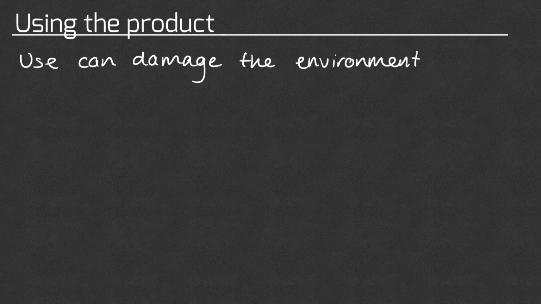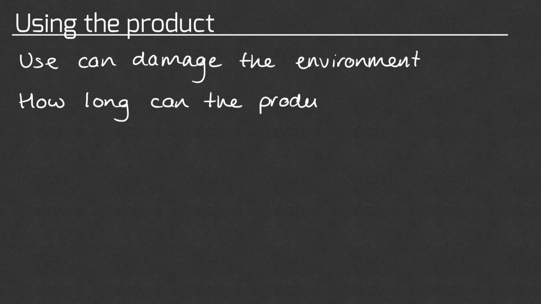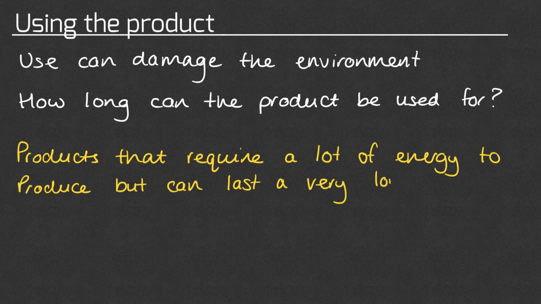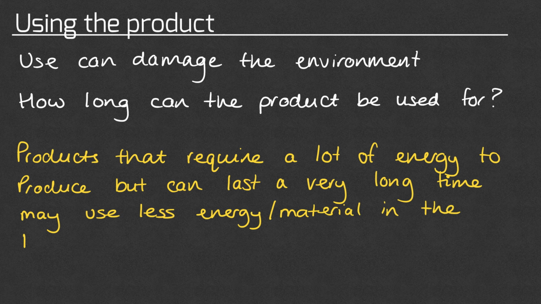Some products can also damage the environment through the way they're used. You also need to consider how long the product can be used for. So for example, even though a product might require a lot of energy and raw materials to produce, it could last a very long time. Therefore, it might actually use less energy and material over the long term.